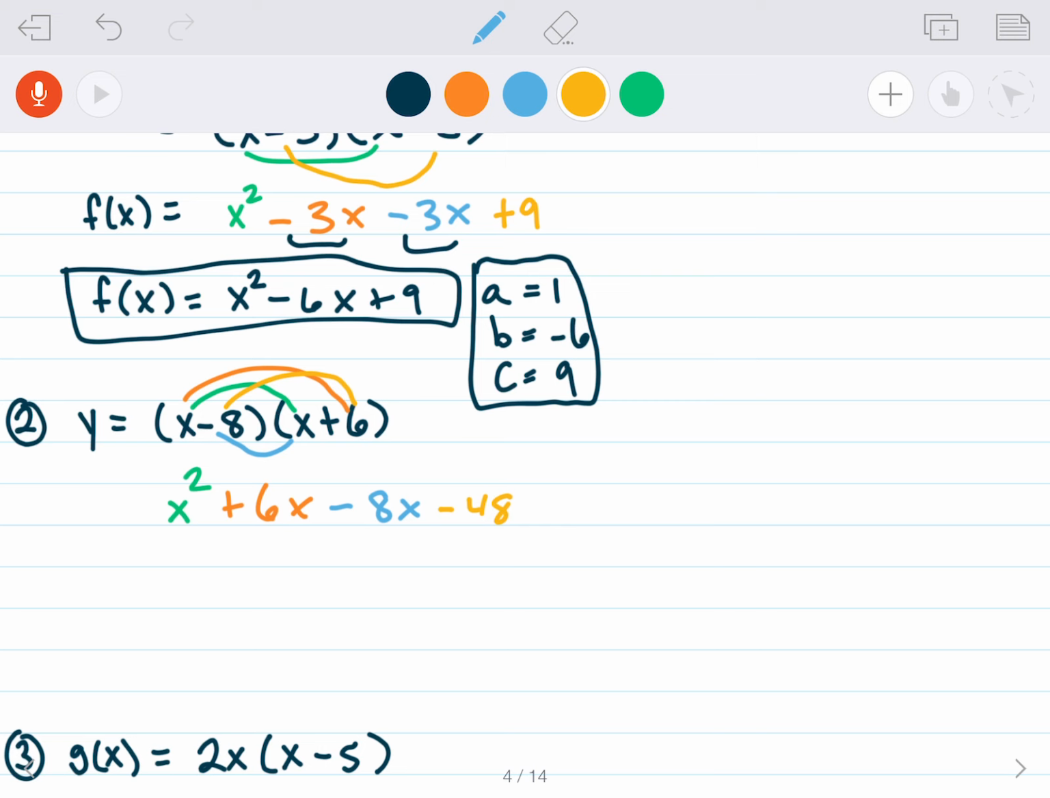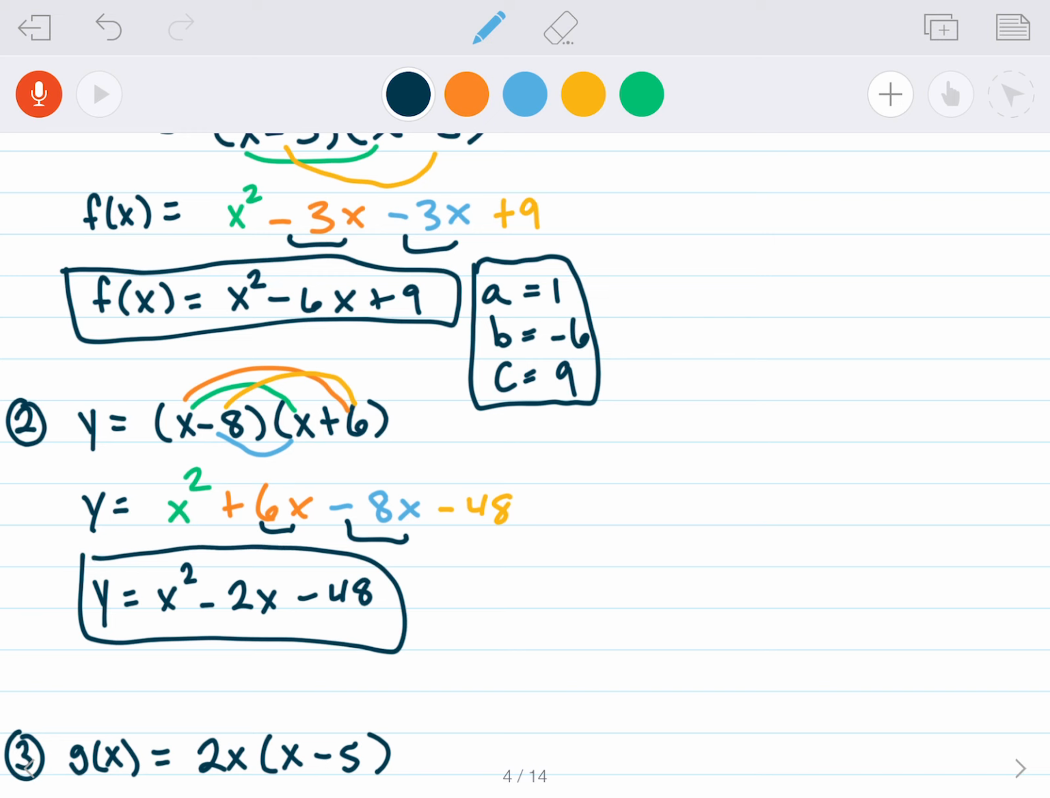Yeah, I was doubting myself for that. Okay, from here we can combine 6 and negative 8 to make negative 2. So we get y equals x squared minus 2x minus 48. And this is our function in standard form.